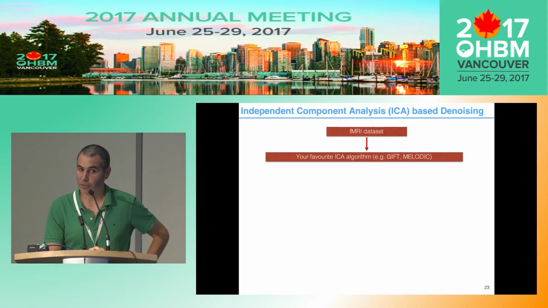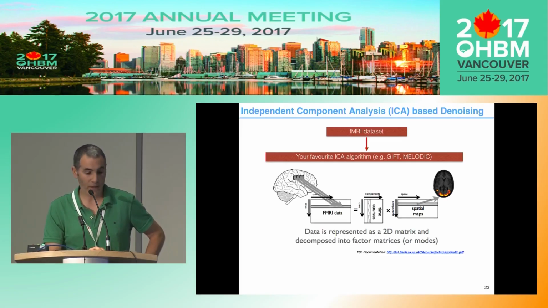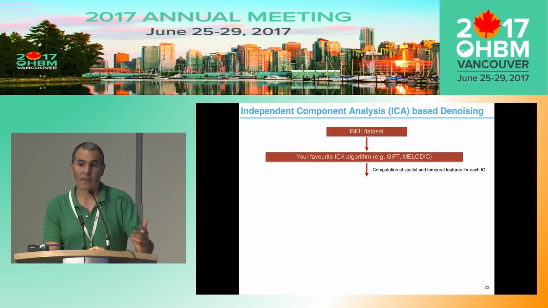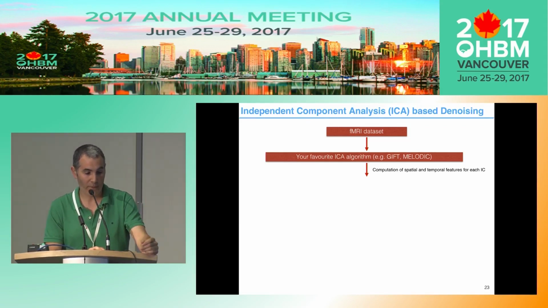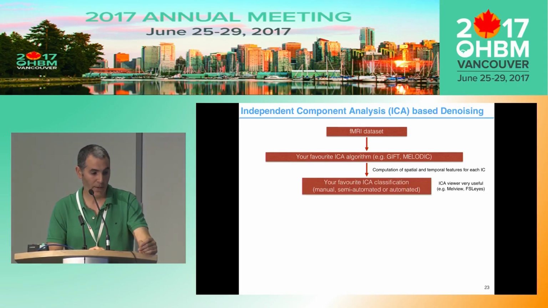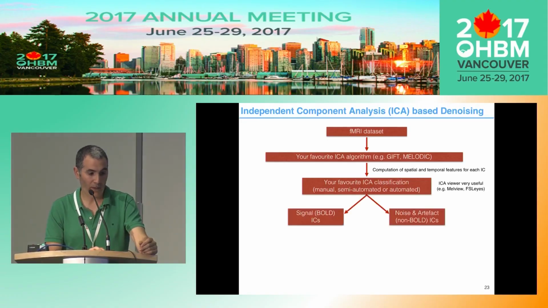So if you want to use ICA for denoising, you use your favorite ICA algorithm. In ICA, what you do is you decompose the data into independent spatial maps, and each of them has an associated time series. Then you compute spatial features from those independent component maps, or temporal features from the time courses for each independent component, and then you try to classify each component either as signal or as noise-related artifact.